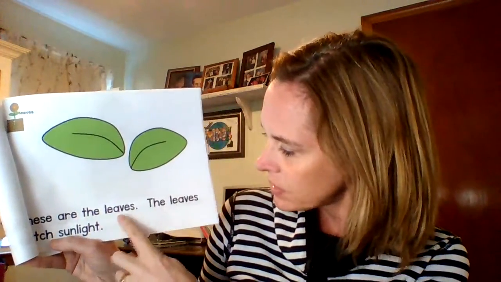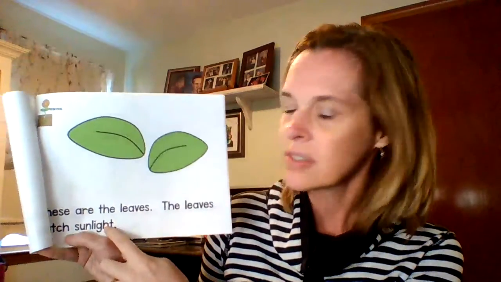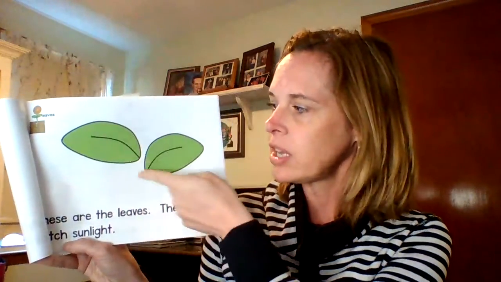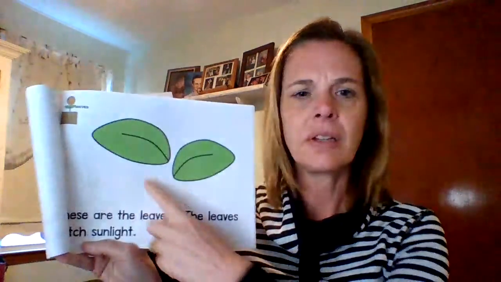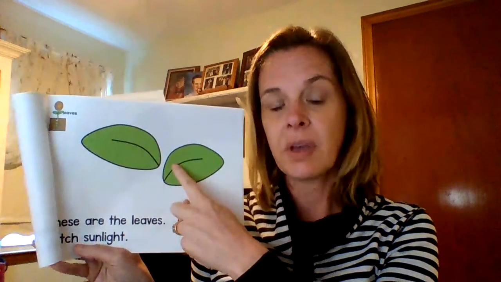Leaves. These are called labels, boys and girls. These are the leaves. The leaves catch sunlight. So the leaves are kind of like two arms that stand out, and their job is to catch the sunlight from the sky and give it to the plant. Now, some plants just have a couple of leaves, and some plants have lots and lots of leaves.